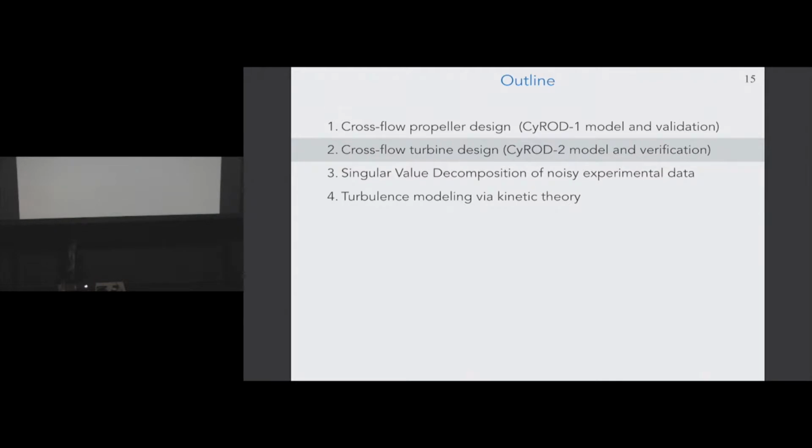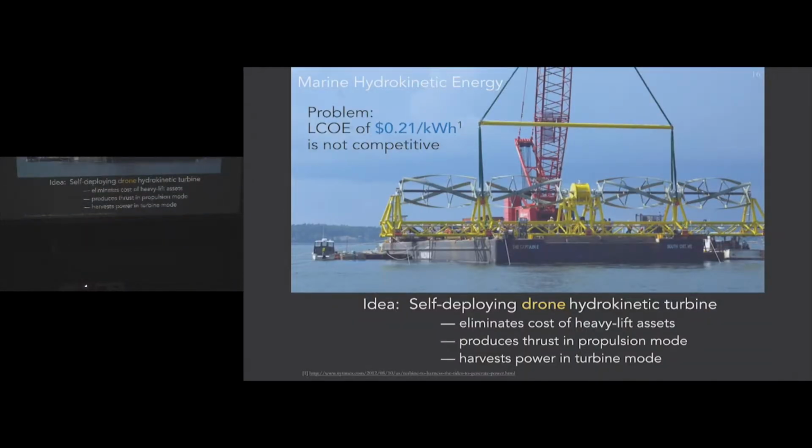We're going to change gears now. We're going to go to turbine design. The setting here is marine hydrokinetic energy. The problem is that the levelized cost of energy is way too high for marine hydrokinetic. 21 cents per kilowatt hour is about 4 or 5 times that of wind and coal. So we really need to make this a lot cheaper to be cost competitive on a level playing field.